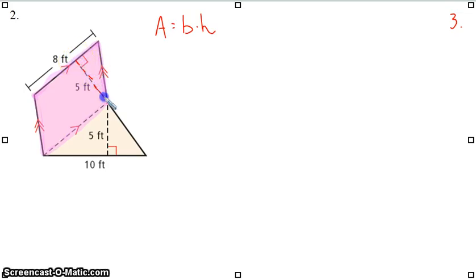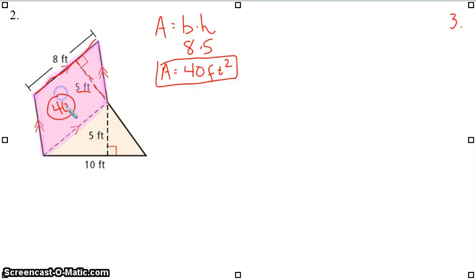Same as a rectangle. Alright, well, if we look at our picture, it looks like the height goes from one base to another, and it looks like our height is going to be 5. And our base here that extends out straight happens to be 8. So 8 times 5. Well, what is 8 times 5? 40. Excellent. So we've got 40 feet squared for the area of our parallelogram. Okay, let's just keep that in mind. It's 40 here. Alright, now let's find the area of our triangle.